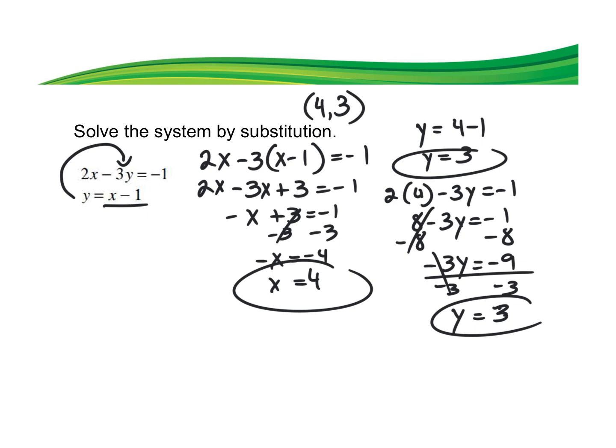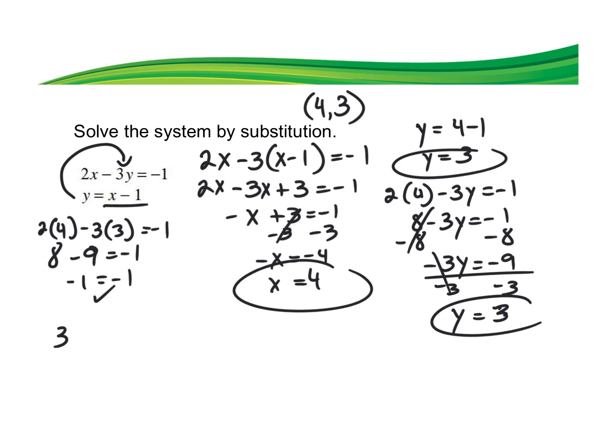It's good to practice. So we have 2 times 2 minus 3 times 3 equals negative 1. So I get 4. Sorry, not 2 times 2, it's 2 times 4. So I get 8 minus 9 equals negative 1. So I get negative 1 is equal to negative 1. So it works for the first equation.